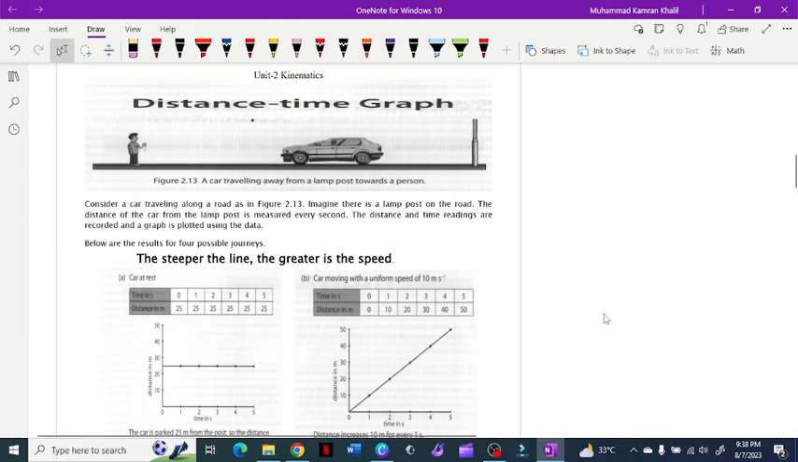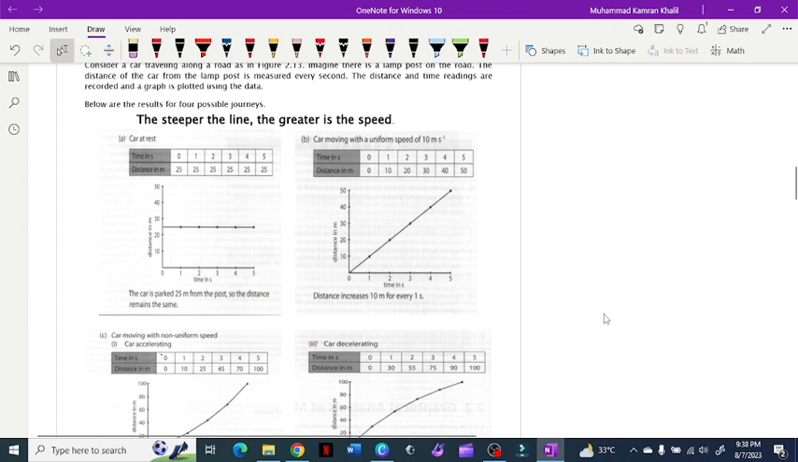So graphs, what is the importance of the graph? The graphs will give you a very brief idea related with the object's movement, because we are discussing the topic related with kinematics. In kinematics, we will discuss two different types of graphs. Number one is the distance time graph and number two is the velocity time graph.